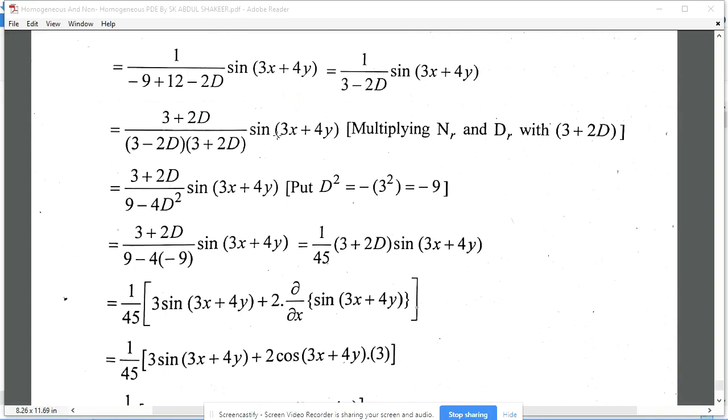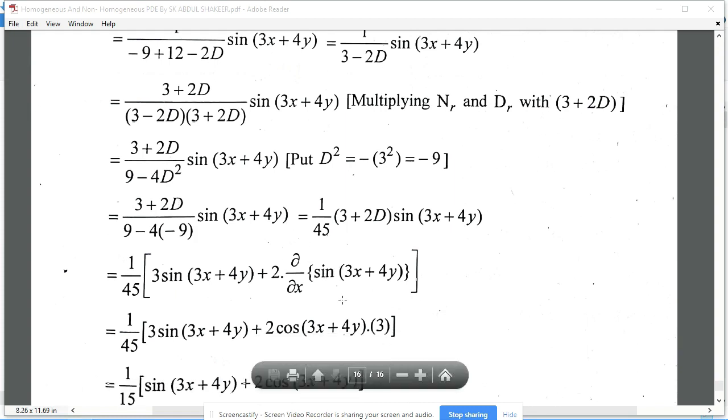So now operating with the sine of 3x plus 4y. Observe the denominator having D square, but what is the D square value? D square is minus a square. A is here 3. So minus 3 square means minus 9. Minus 9 is replaced in the denominator. So operating with the sine of 3x plus 4y, but D means the partial derivative with respect to y.